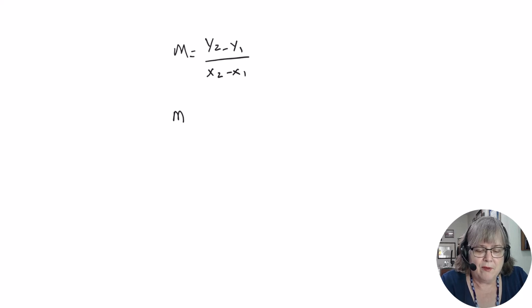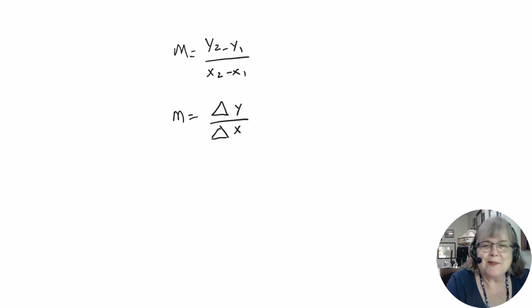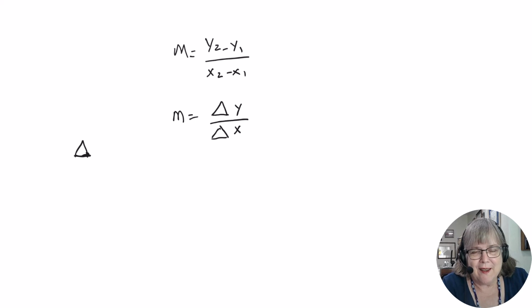And some of you may have seen a notation system that looked like a little triangle, delta y over delta x. I'm trying really hard to make that look like a nice triangle. The little triangle is the symbol for delta, and delta stands for the difference. So it would be the difference in the y's over the difference in the x's. It's usually something like delta y over delta x.